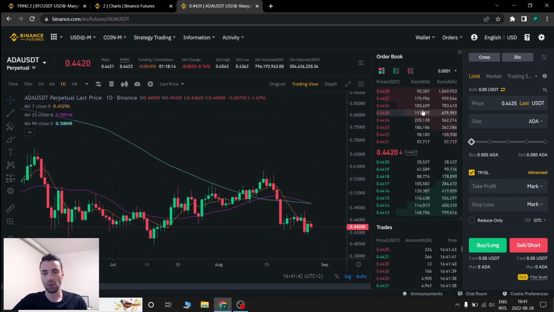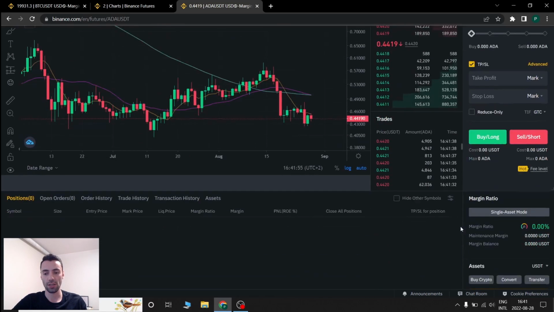So what else? This is our order book. Here, this part, these are the people who want to sell or actually short. This is the part that they want to long or buy, and this is the trade that has already happened.